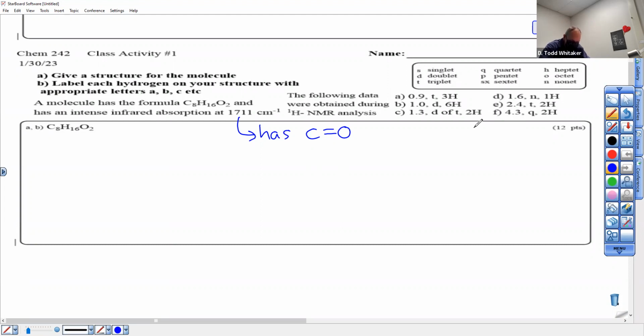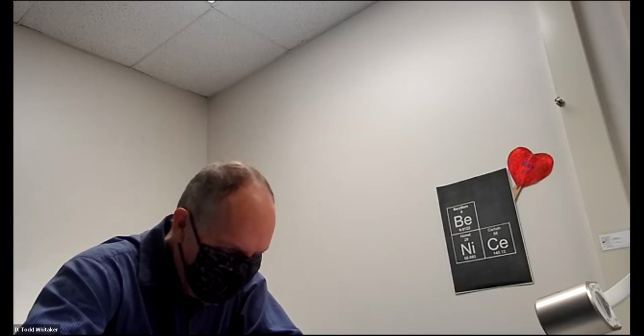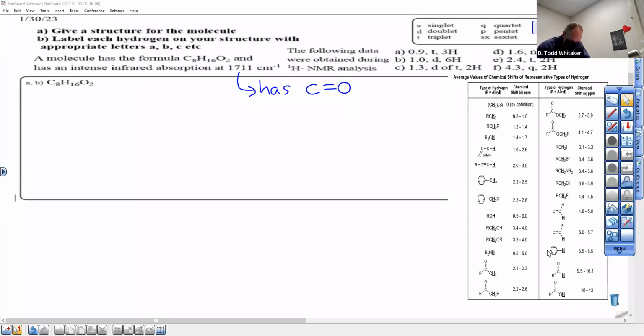I need to get my chart. So let me stop the share and get my chart. And we're back. Celebrate a little bit. We got our chart right over here on the right. I know it's a little small, but it's got everything we need. Get my mug out of the way here.